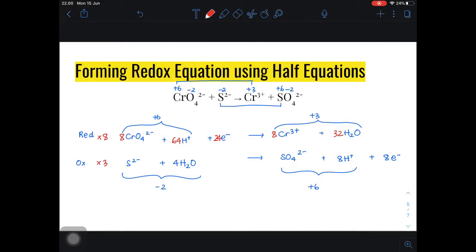For the reaction at the bottom, 3 S2-, 12 H2O, becomes 3 SO4 2-, 24 H+, and 24 electrons.